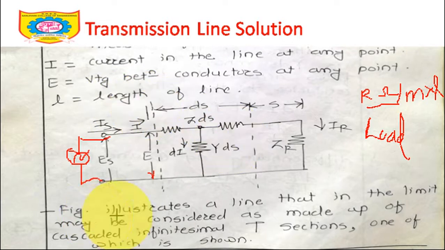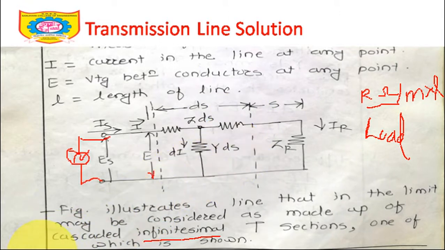Now what is l? l is the length of this transmission line, small l. So the figure illustrates a line that in the limit may be considered as made up of cascaded, cascaded means one after another, infinitesimal, means very small, T sections. So this is a T section. It can also be represented as a pi section. You might have studied T and pi models in the basic electrical and electronics subject. So this is a T section, one of which is shown. So I am talking about these T sections, and we will have our discussion about this T section only.